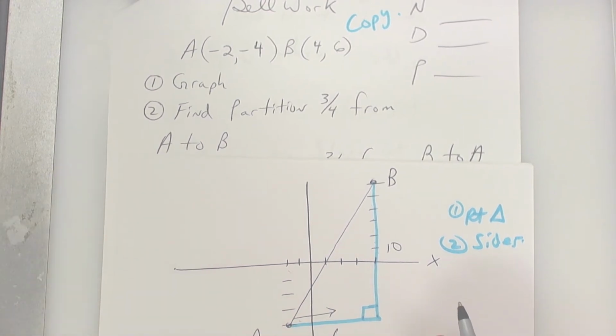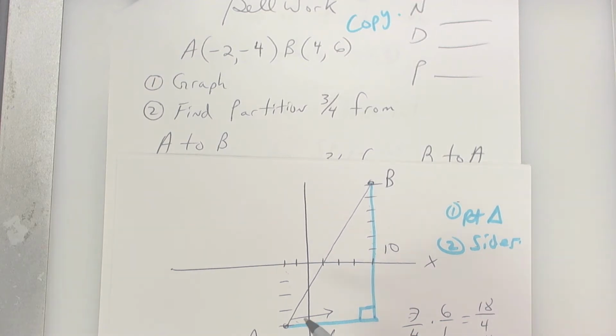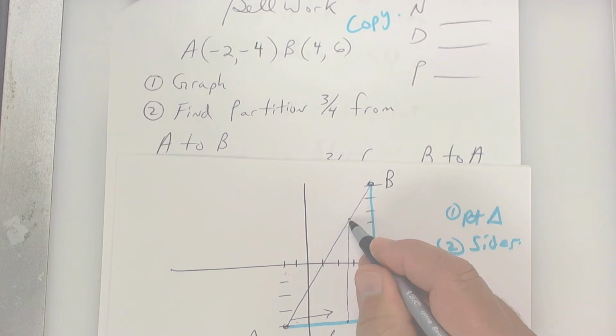Okay. So you want to take 3 over 4 times 6 over 1. So that's 18 divided by 4, which is going to be 4 2/4, which is 4 1/2. So you want to go over 4 1/2. So 1, 2, 3, 4 1/2 is about right here. So over 4 1/2 and then up is your answer.